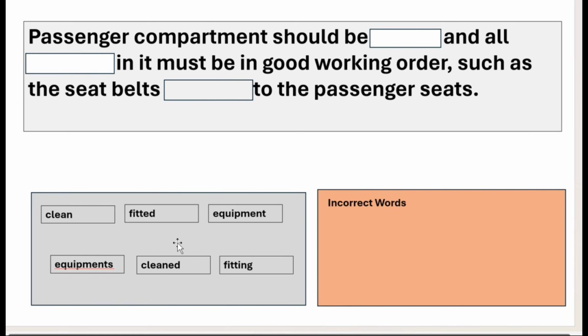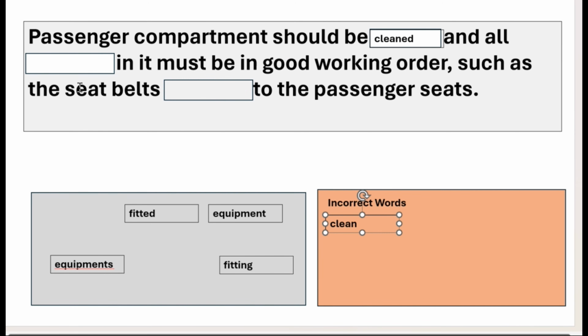So the answer is cleaned, because always remember this as well. This is another rule. If there is a "be" before the verb, like should be, could be, would be, the verb will always be in the past form, with an ed. So if it is should be, it has to be cleaned. So "clean" is the wrong answer. We will put it there. Okay, let's go for the next one.